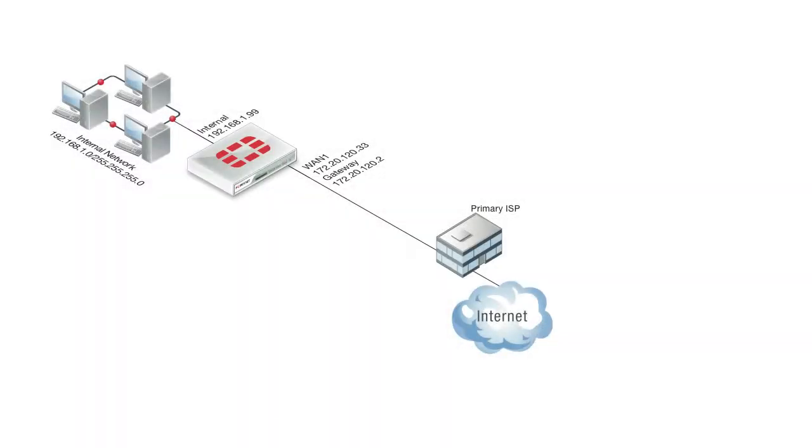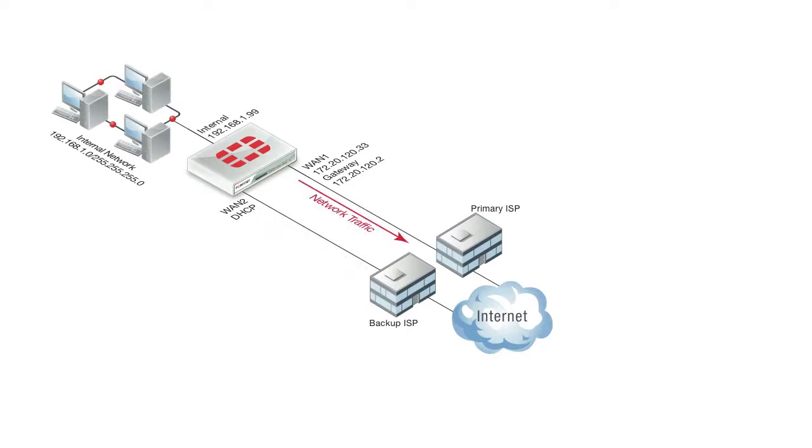In this example procedure, you will create a backup internet connection with your FortiGate unit so that if the primary internet connection fails, some or all traffic automatically switches to the backup internet connection. When the primary internet connection is restored, traffic automatically switches back to it.